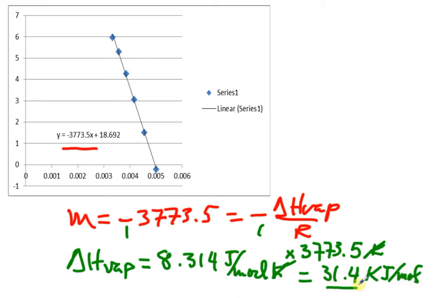So that's how you get the value for the delta H of vaporization when you know the relationship between temperature and the pressure of vaporization at different points.